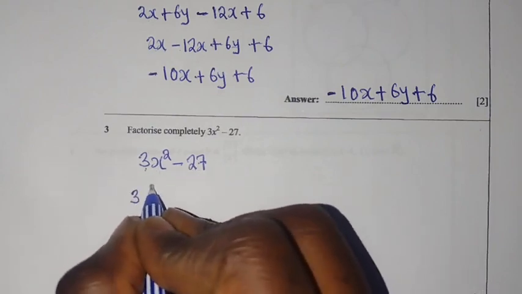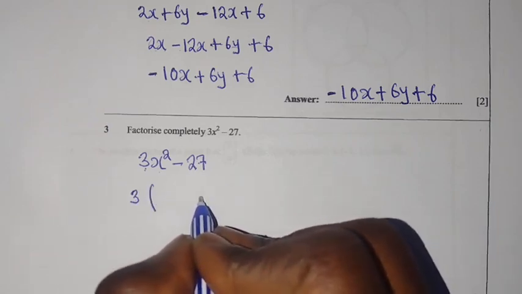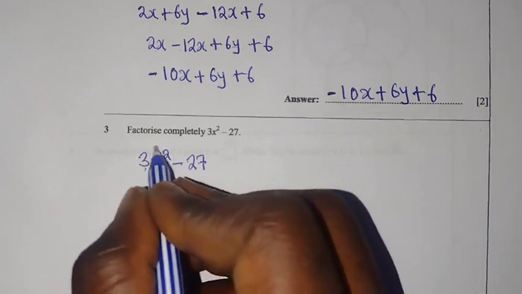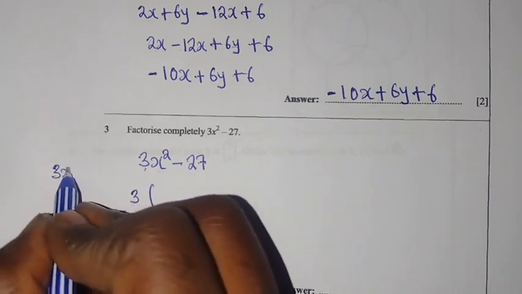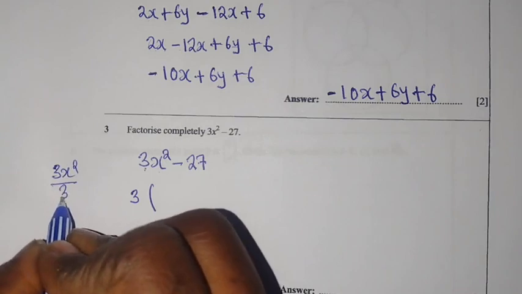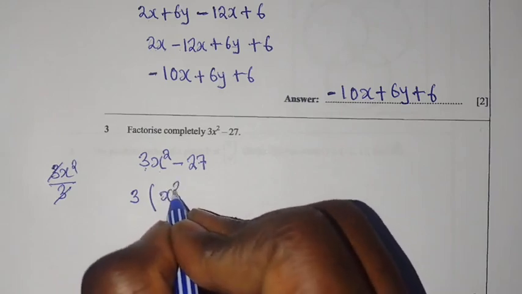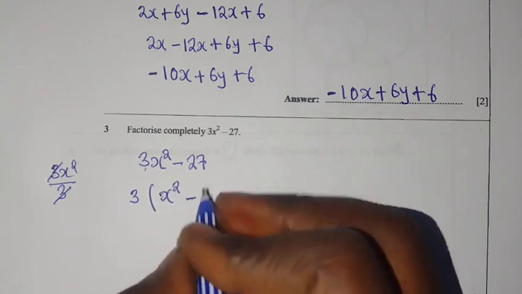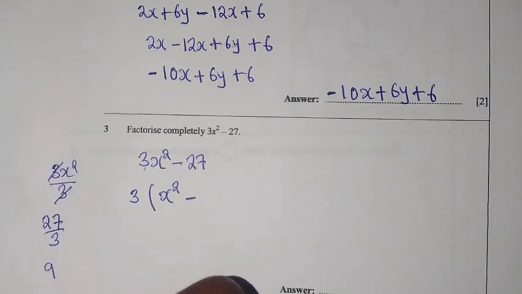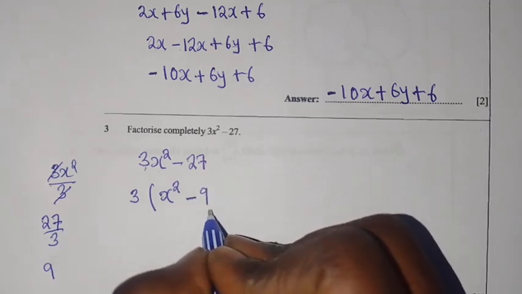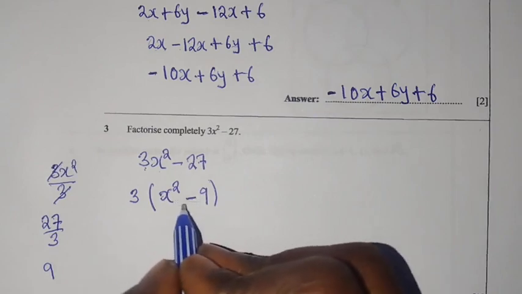This is a 3, open bracket. To get the numbers that will be inside the brackets, you have to divide each of these terms by the 3. So you have 3x squared, you divide with the 3 that you factored out, so this and this will cancel. Inside the brackets will remain x squared minus, and again you get 27 divided by 3, which gives us 9. So here we write a 9. That is how you know what is going to remain inside the brackets.